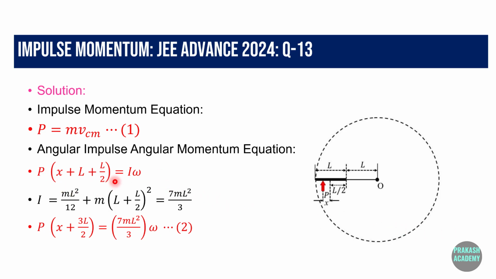So what I can do is plug the value of I here, that is 7 ml square by 3, and this is as it is. Let's call this equation 2.